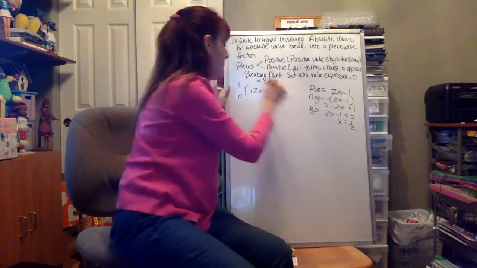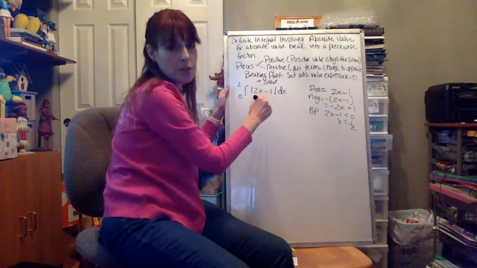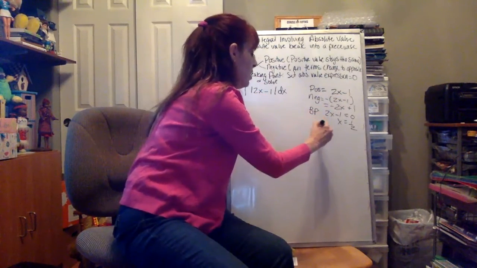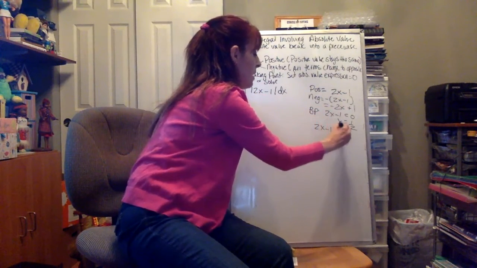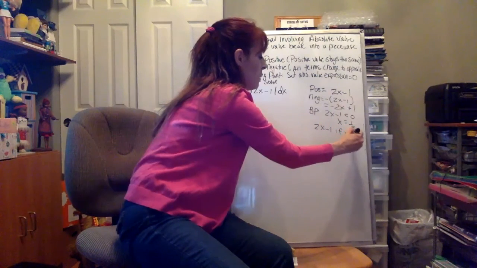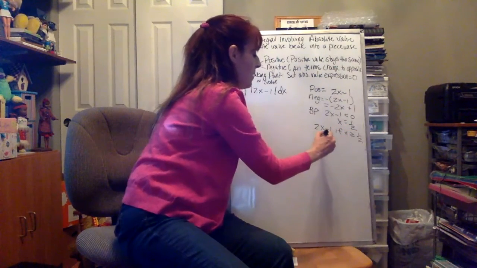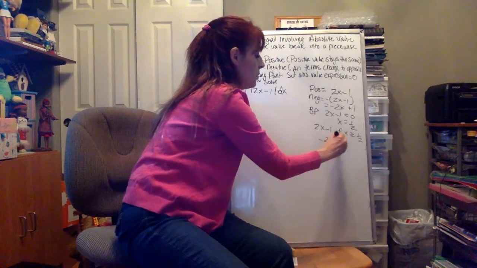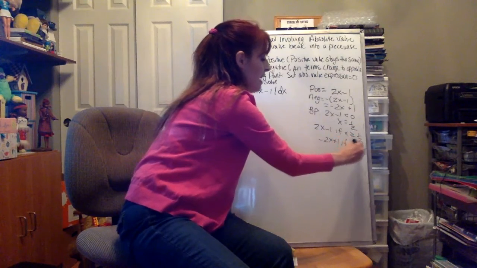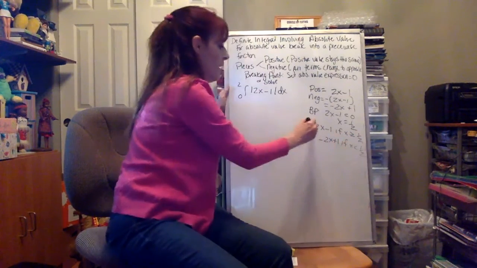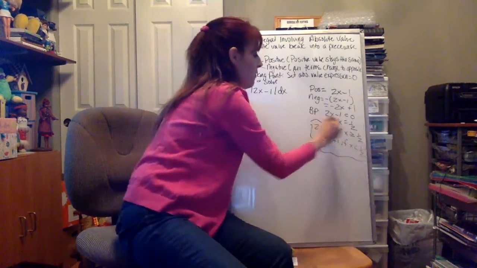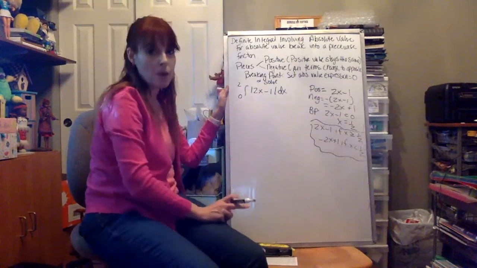All right, so this absolute value function rewritten is 2x minus 1 if x is greater than or equal to 1/2, and negative 2x plus 1 if x is less than 1/2. All right, there's our function. All right, so that's what we're going to integrate.